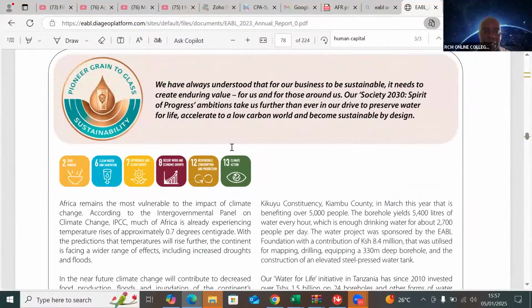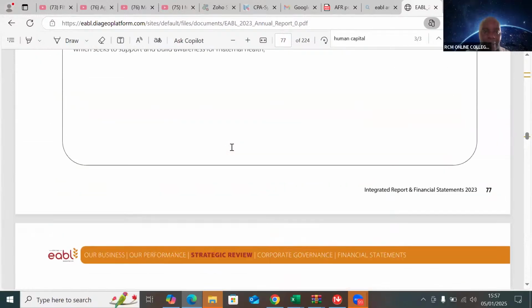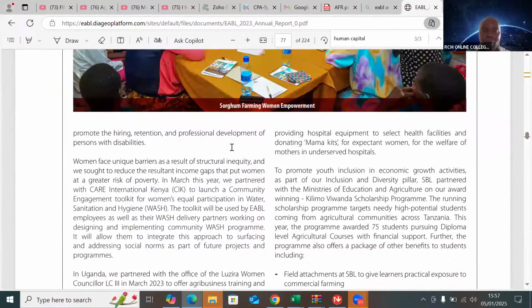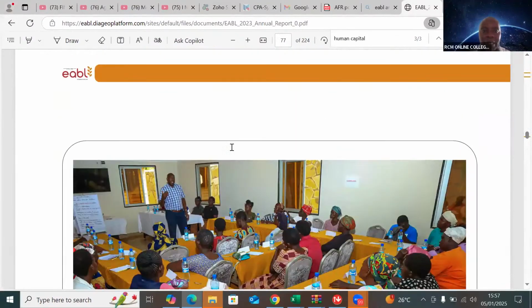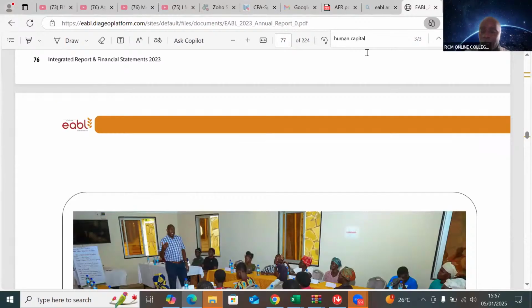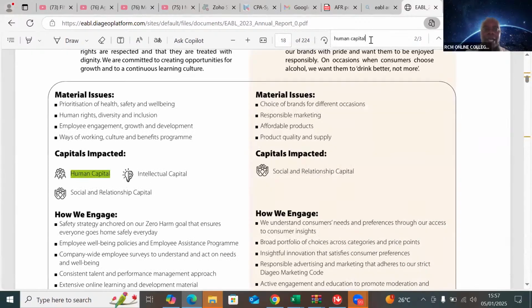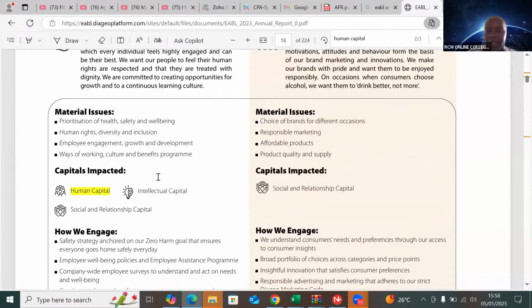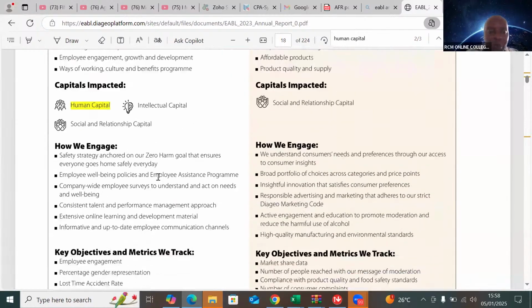Pioneer grain to glass, sustainability. If you have the time, you'll be able to read about this. Human capital. I want to get to where the capitals are. You can see here, capital is impacted. So we have human capital, intellectual capital, social and relationship capital. Perhaps they never had manufactured capital that year. I wish I would get where they are discussing each one of these.